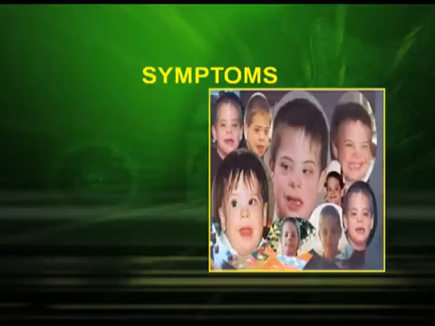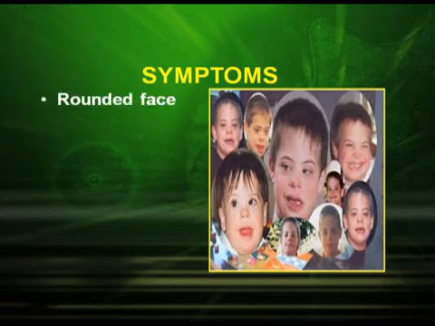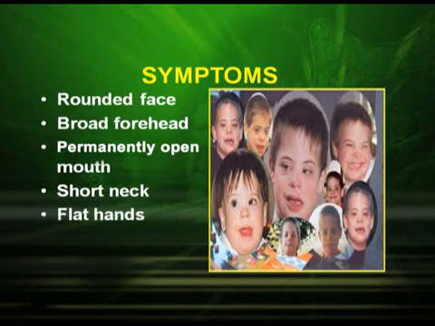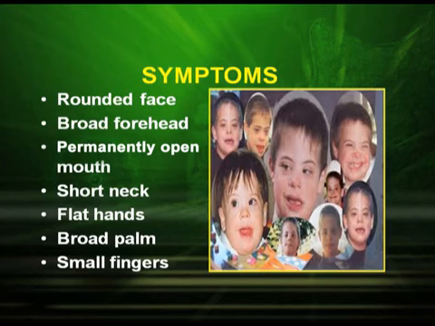Now let us see the symptoms of such a disease. The important symptoms are a rounded face, broad forehead, permanently open mouth, short neck, flat hands, broad palm and small fingers, as you can easily see in the following picture.